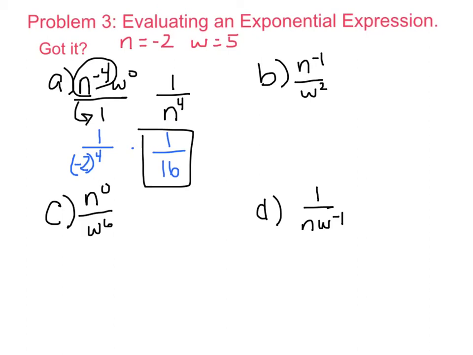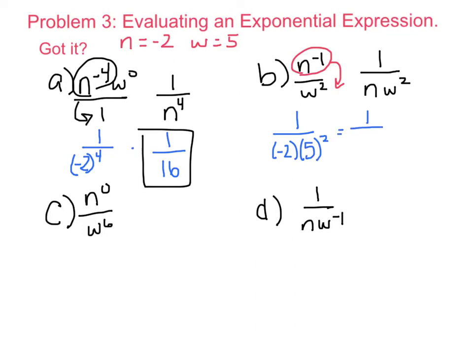B. The n to the negative 1 goes to the bottom. So that's going to give me 1 over n to the first, which is just n, w squared. Now I plug in my values. N is negative 2. W is 5, so it's going to be 5 squared. Got to follow order of operations. 1 over negative 2 times 5 squared, which is 25. That's going to give me the fraction negative 1/50. And that's my answer.